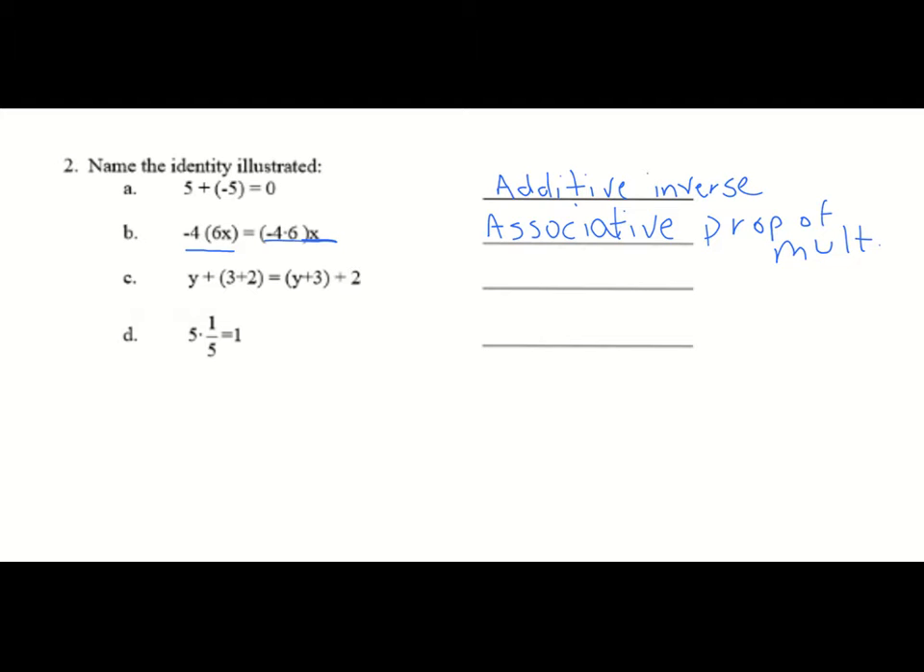All right, and then down here, we have y plus 3 plus 2, so it's all addition, and then y plus 3 plus 2. Again, the order didn't change, but the grouping did. So that is your associative property of addition. And then our last one, we have 5 times the reciprocal of 5, which is 1/5, equals 1. So that's our multiplicative inverse.